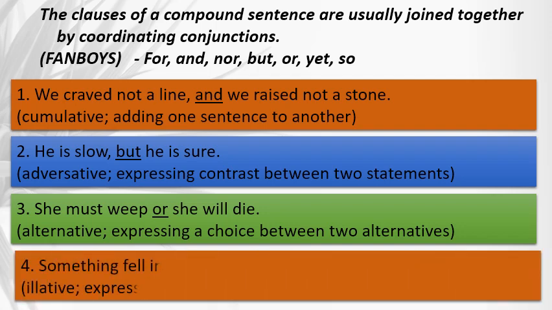Number 4. Something fell in; for I heard a splash. Something fell in, I heard a splash. Both are independent sentences. Thus, they are joined with the help of the coordinating conjunction for. That is why it is a compound sentence. And the meaning of for here is illative, means expressing an inference.